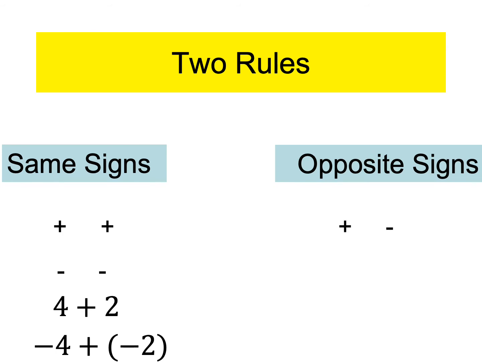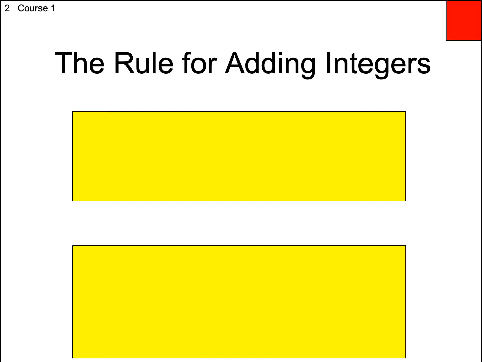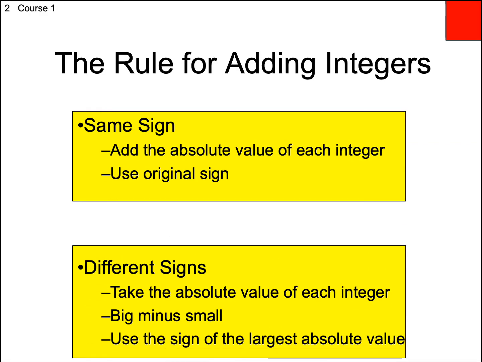So what would that look like? One would be positive, the second will be negative, or vice versa. For instance, 4 is positive, 2 is negative. 4 plus negative 2, or negative 4 plus 2. So the two rules for addition, we call them same signs or opposite or different signs. Okay, so if you don't already have this written down, please write this down again.